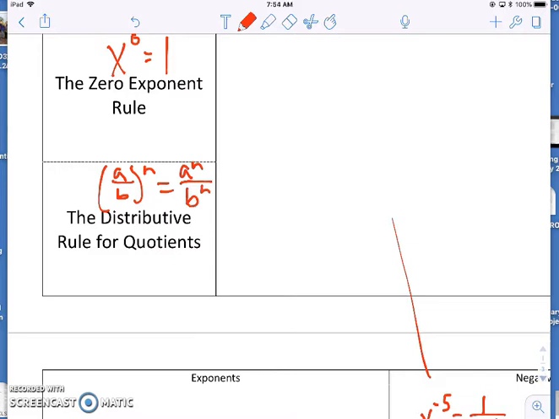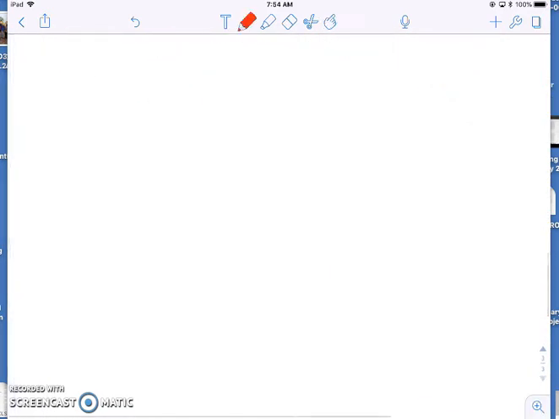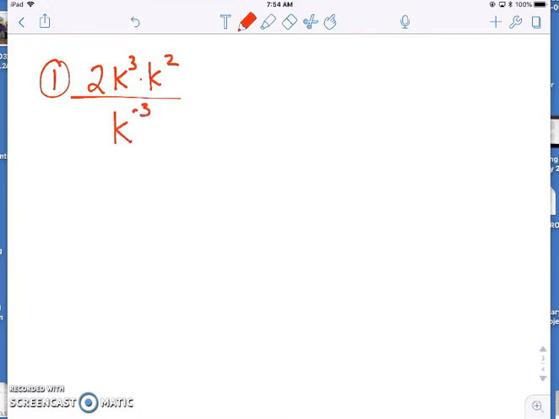Now the more complicated part is when there's a whole bunch of these, because those are pretty easy when there's just single ones here. So what we're going to do is take a look at a couple problems that use multiple ones of these rules. If you had to simplify 2k to the 3rd times k squared over k to the negative 3. And you can do these in any order.